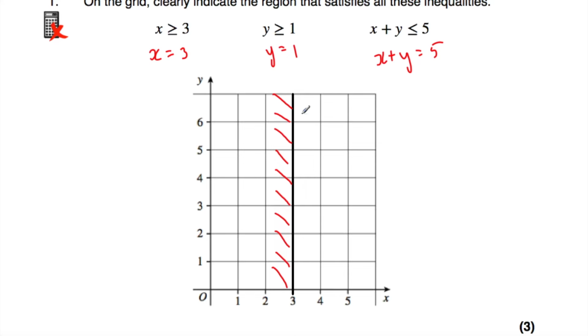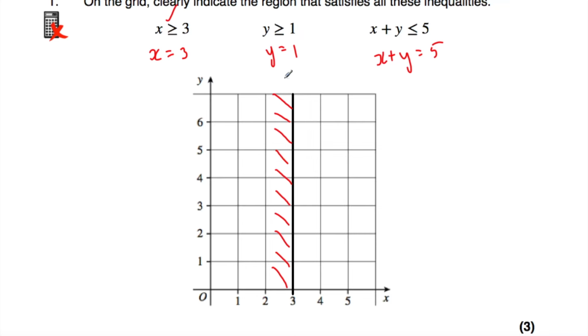If you look at some textbooks, it might even shade to the right, but I think it's really misleading when you're trying to find which bit's shaded in 3 times. I find it just a little bit easier to shade the bit that we're rejecting, like so. So we've dealt with this inequality, x is bigger than or equal to 3. That's all the points that are on the line and to the right of the line. Okay, now, y is bigger than or equal to 1.